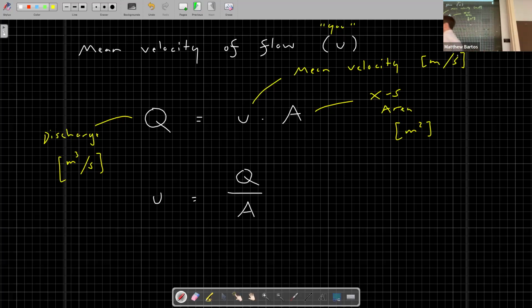So in almost all of the cases in this class, we'll be dealing with the mean velocity of flow instead of the full velocity distribution. That's probably how you'll be working with the velocity in practice as well. So are there any questions on the definition of the mean velocity of flow? All right, let's do a quick example just to reinforce.